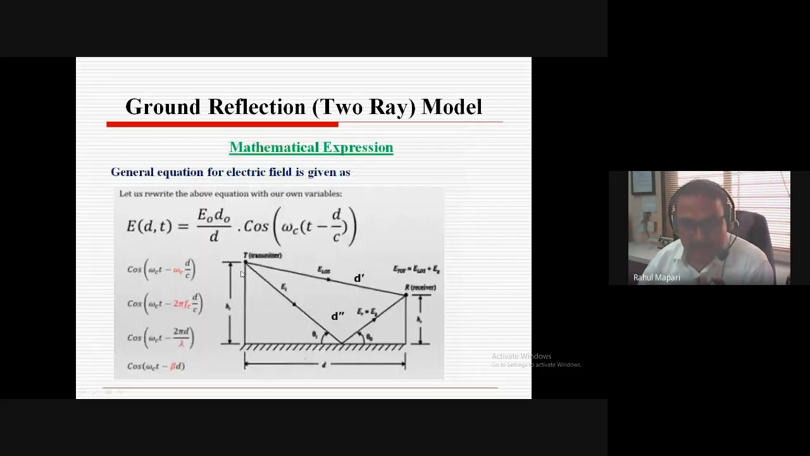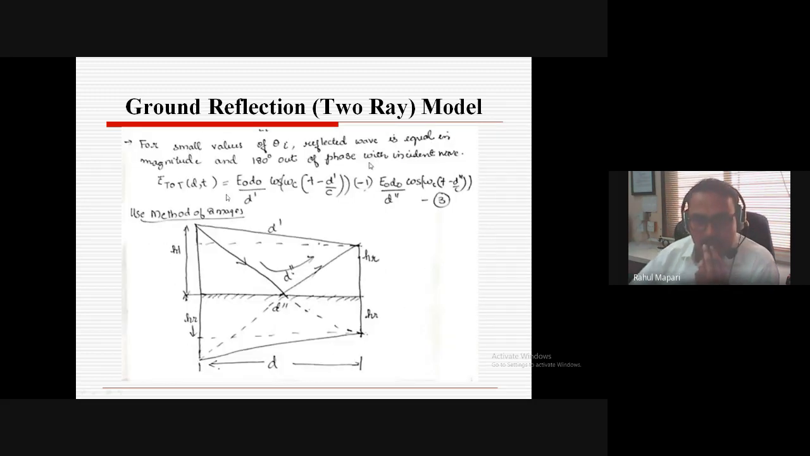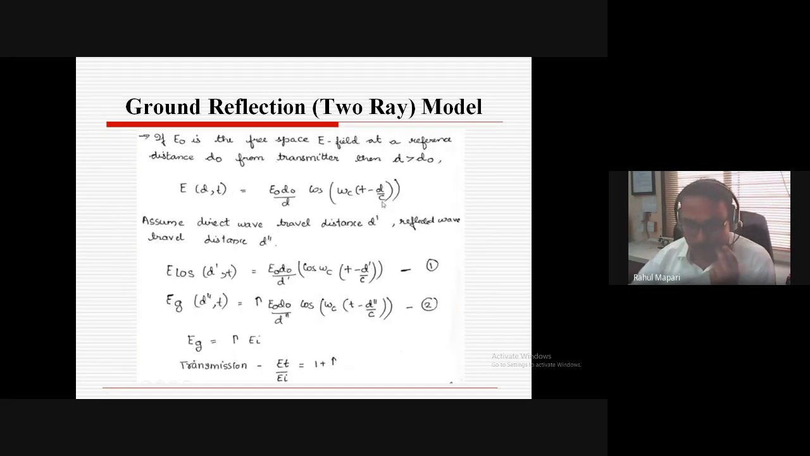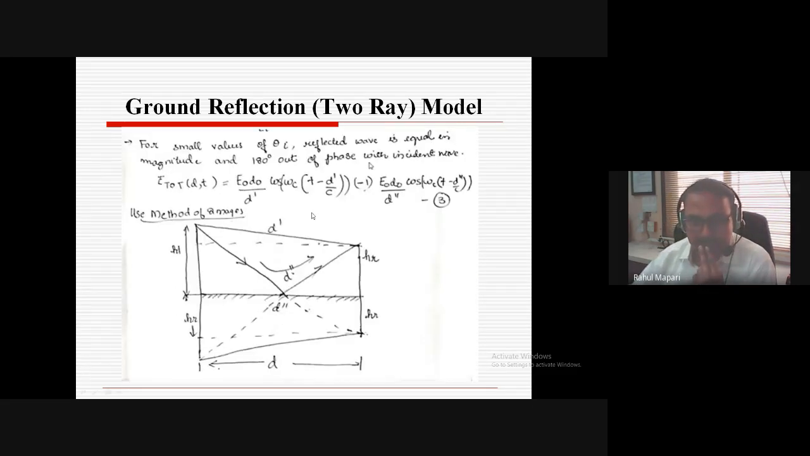We know theta I. What is theta I? Theta I is this one, and theta 0 is this one. This is the angle of incidence. For small values of theta I, the reflected wave is equal in magnitude and 180 degrees out of phase with the incident wave. These angles are 180 degrees out of phase. So here, this is the line of sight electric field, and this is the incident or reflected electric field. At the receiver, addition takes place. So here we take the addition: E0 D0 upon D dash cos of (omega C T minus D dash upon C) minus 1.